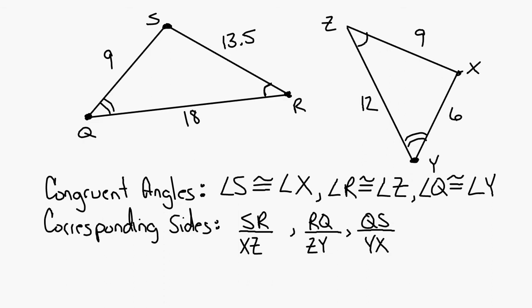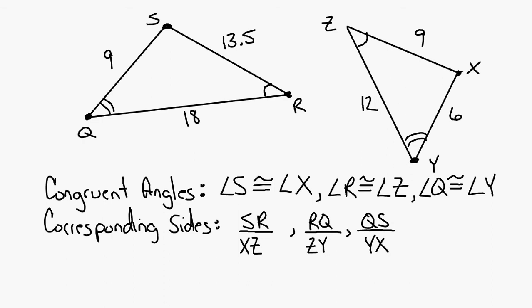So now let's just go a little bit further here. Let's determine if these triangles are similar. In order for them to be similar, the angles have to be congruent. All right? So far the angles are all congruent. Agreed? The second thing that has to be true is that corresponding sides have to be proportional, which means they all have to have the same ratio.